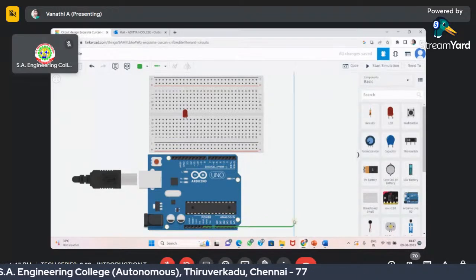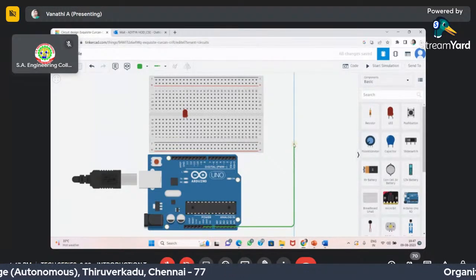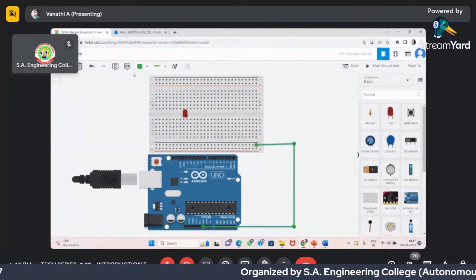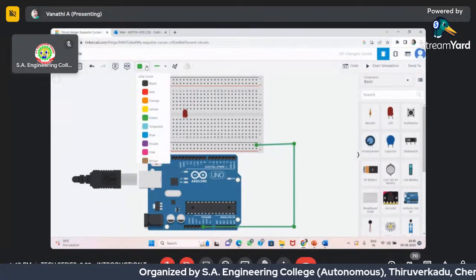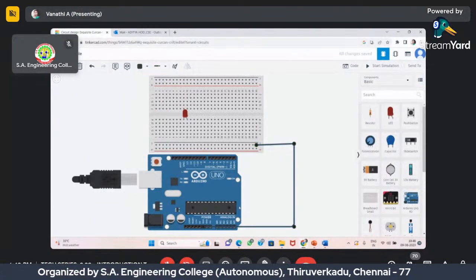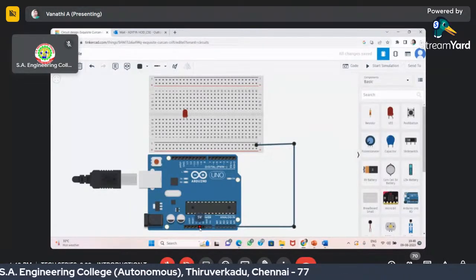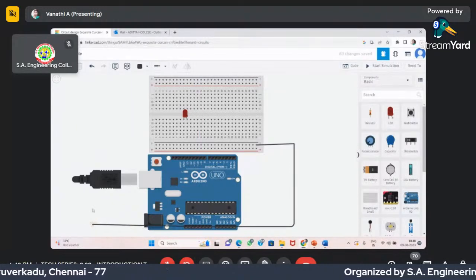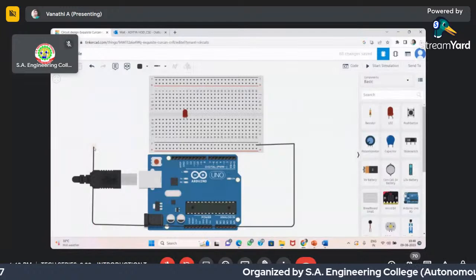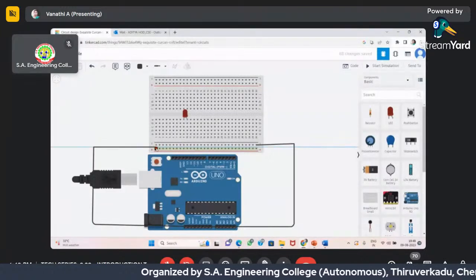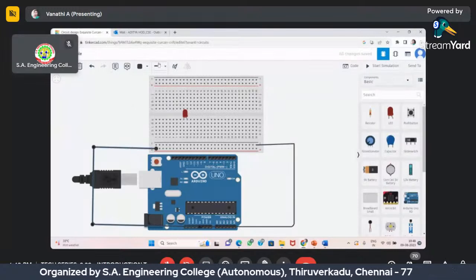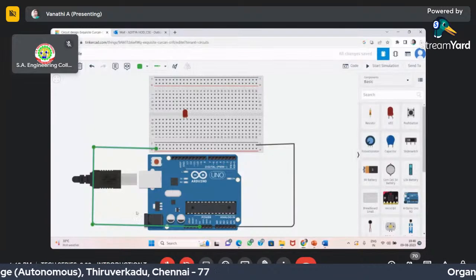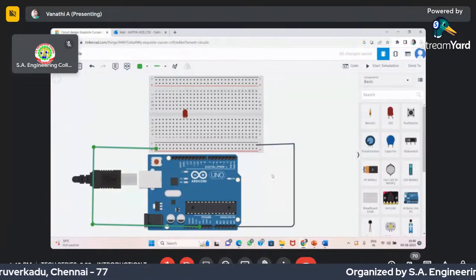So you can give the connectivity here. Since it is a ground, I'll change the color here. You can see, you can change the color also. I just give it black, right? Now I'll take the positive, which is being connected to the next end. So I'll give it to the positive point. You can change the color to get it identified. I just give the positive color as green and negative as white, right?